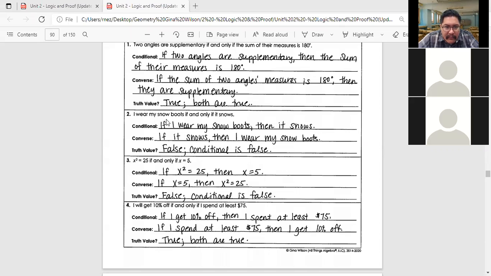All right, I wear my snow boots if and only if it snows. Well, that makes sense. So let's make it into an if and then statement. If I wear my snow boots, then it snows.